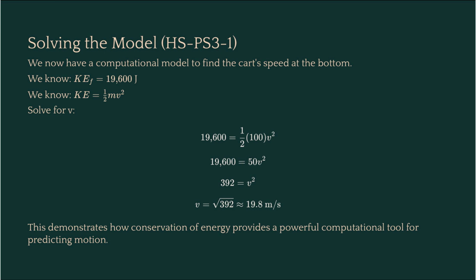What good is that? Well, now we can solve for its speed. We know KE equals one half mv squared. So 19,600 equals one half times 100 times v squared. 19,600 is 50 v squared. Divide by 50 and you get v squared equals 392. Take the square root and v is about 19.8 meters per second. We just built a computational model to predict the speed of a roller coaster, all based on its starting height.